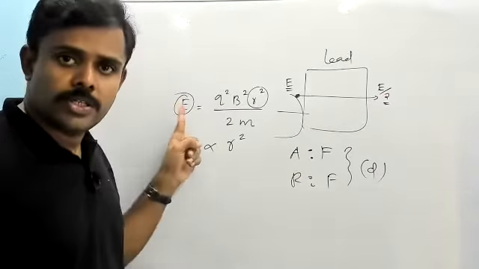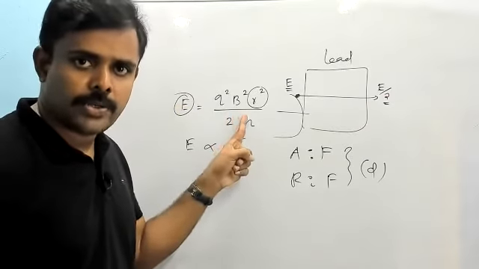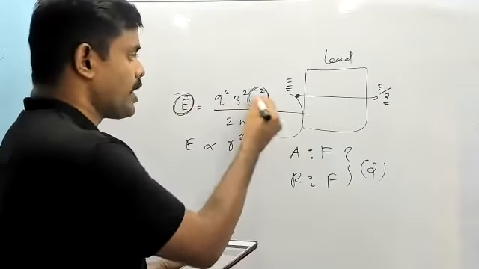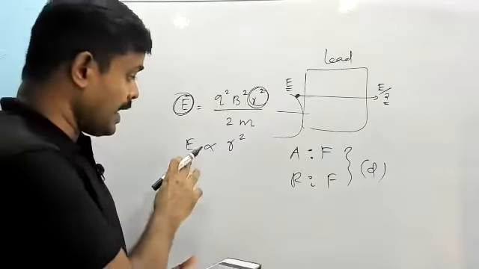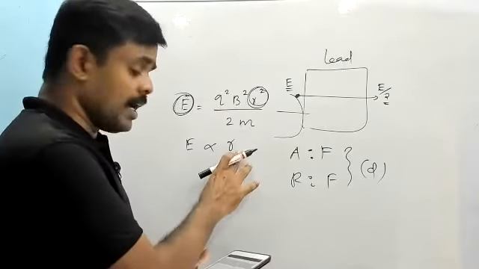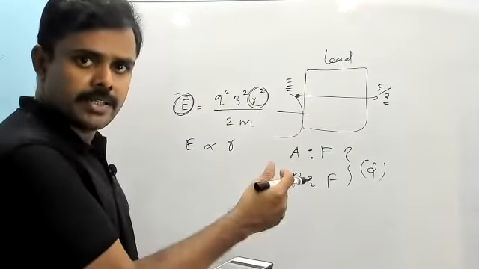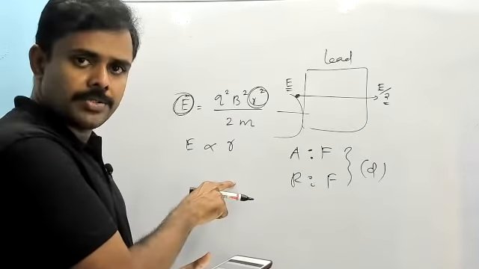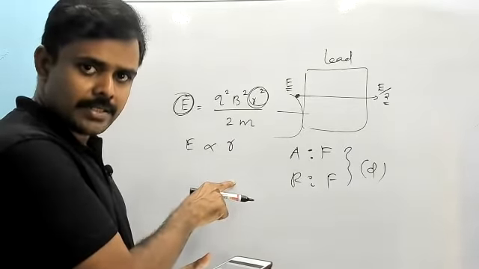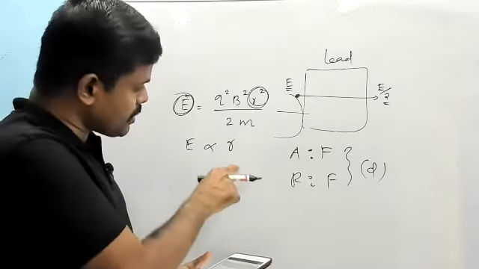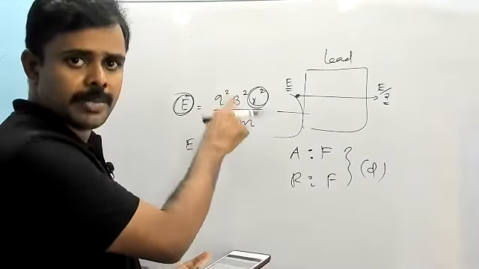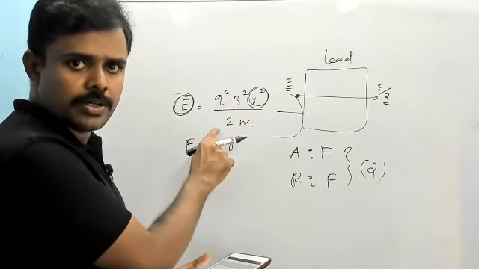Kinetic energy equation is what? Q square B square R square by 2m. As you can see, E is proportional to R square, not R. Had this been R, E proportional to R, that would have been correct. When kinetic energy decreases to half, R decreases to R by 2. That would be all right, because all others are constants here. Charge is constant, magnetic field is constant, mass is constant, 2 is constant.